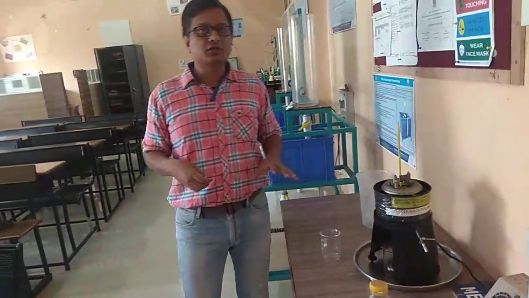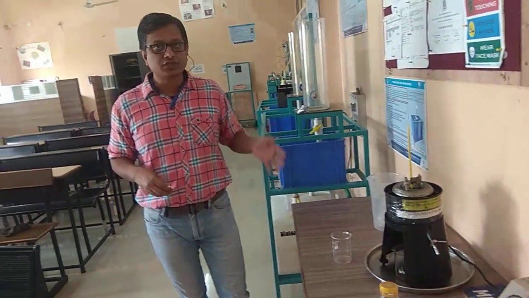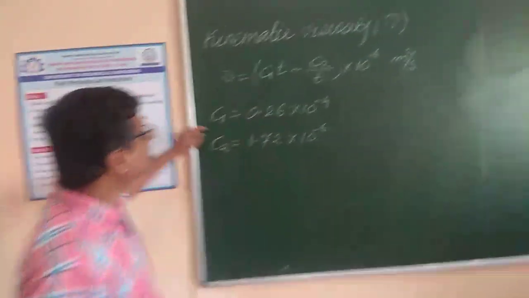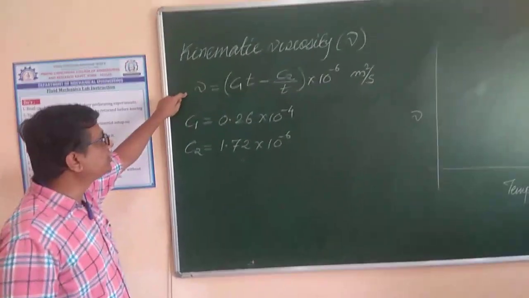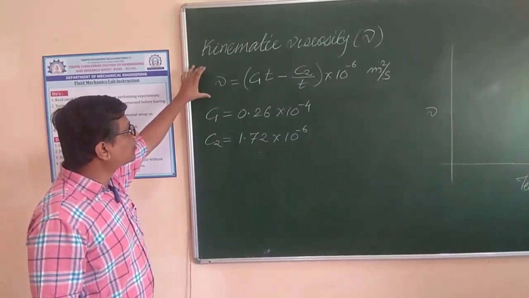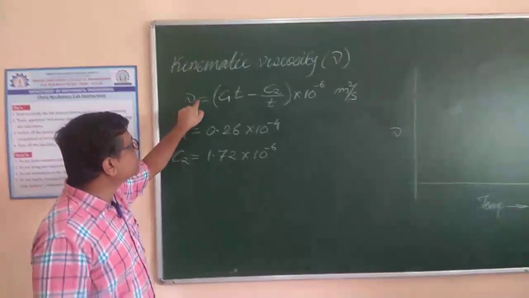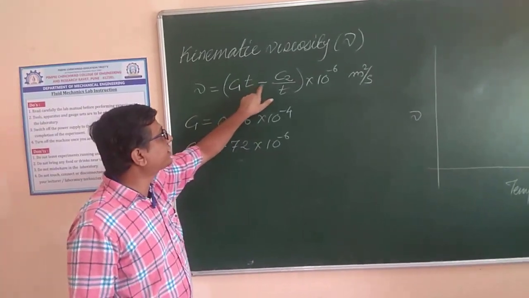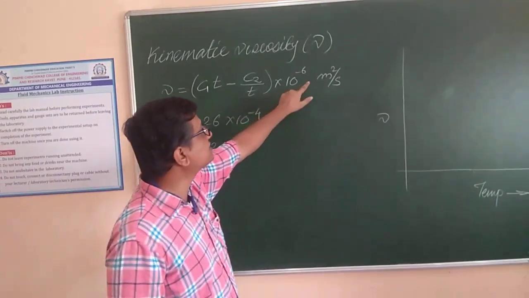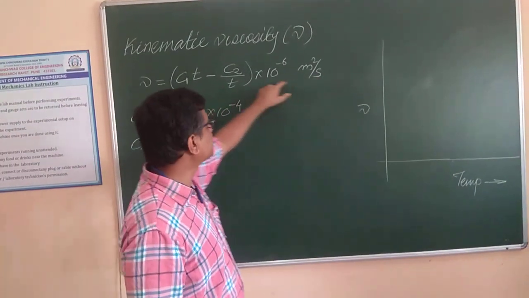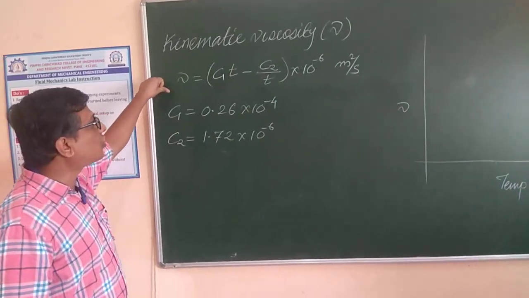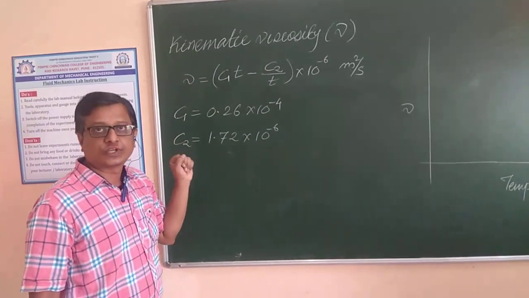So this is all about the experimental setup and the procedure. Now, what calculation or theoretical background will come over here. This is the formula for the kinematic viscosity nu given by Redwood, and the formula says that the kinematic viscosity is equal to C1 t minus C2 upon t, into 10 to the power minus 6 meter square per second. This is the kinematic viscosity of the oil at that particular temperature, right?